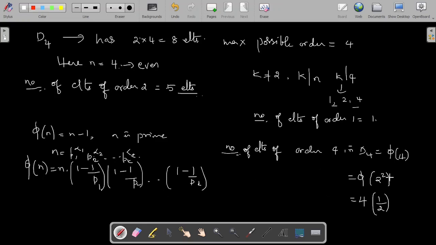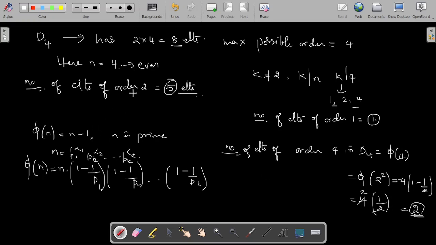Now I want to calculate phi of 4. So 4 into (1 minus 1 by 2), here 2 square is 4, into (1 minus 1 by 2), which gives you 1 by 2. So it cancels, this is equal to 2. Therefore there are 2 elements of order 4 in D4. So totally how many elements does it have? 8 elements. Let us count: 5 plus 1 is 6, plus 2 is 8. So totally there are 8 elements.